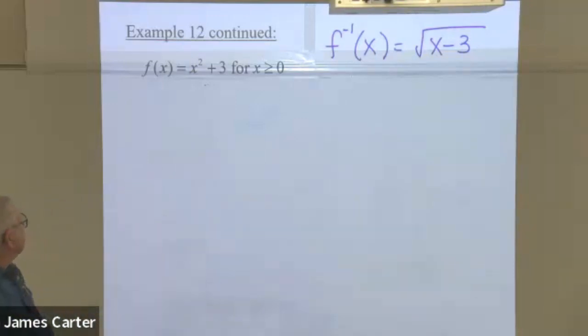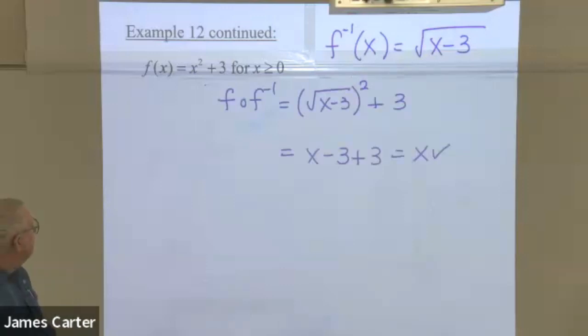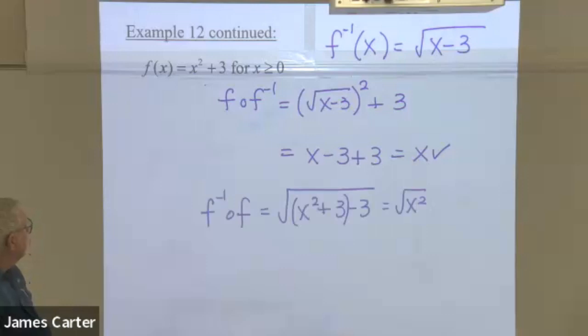All they're going to do right now is test it. Goes that way. Now they're doing it the opposite way, and it works out too.